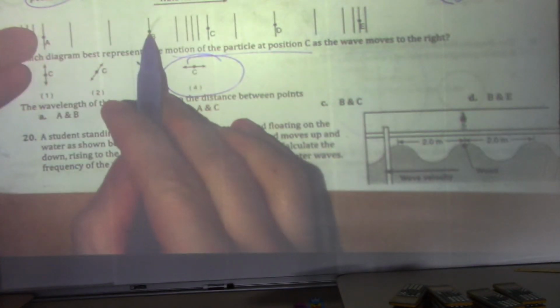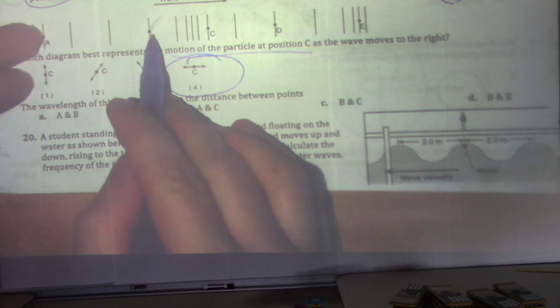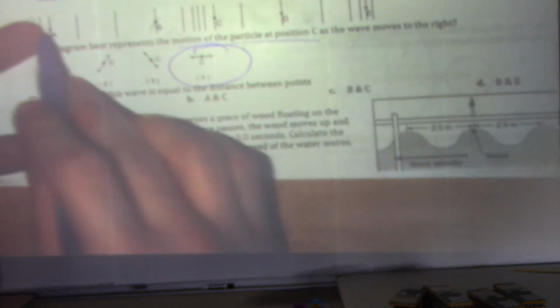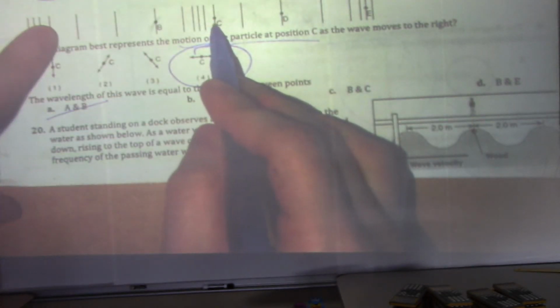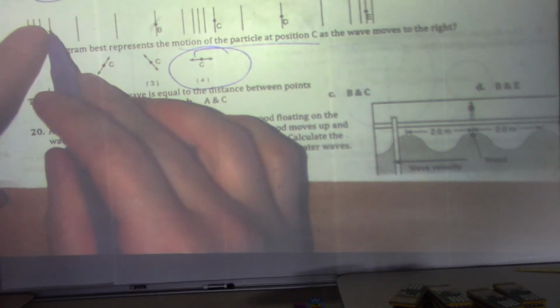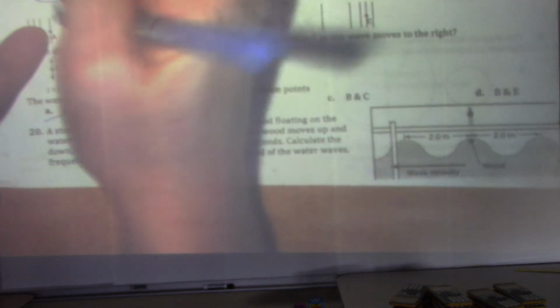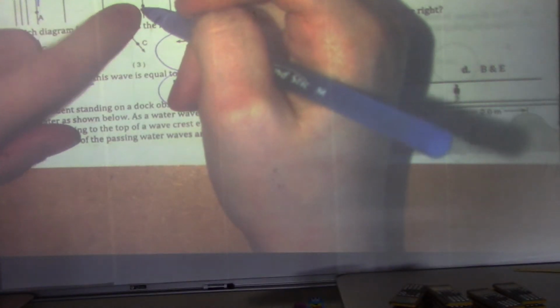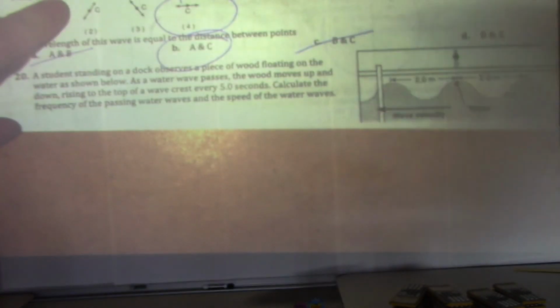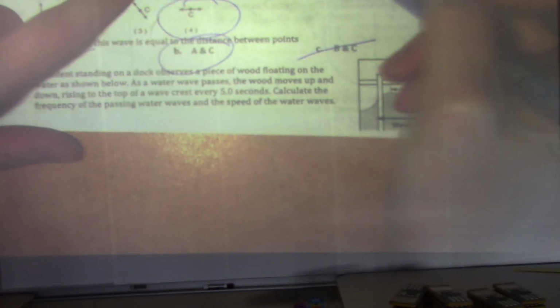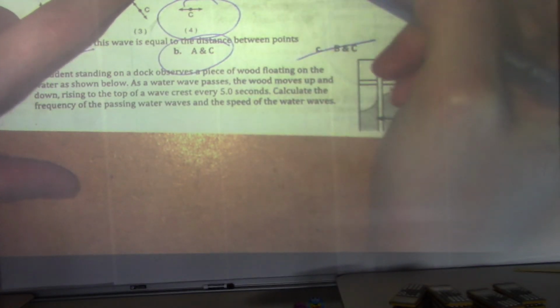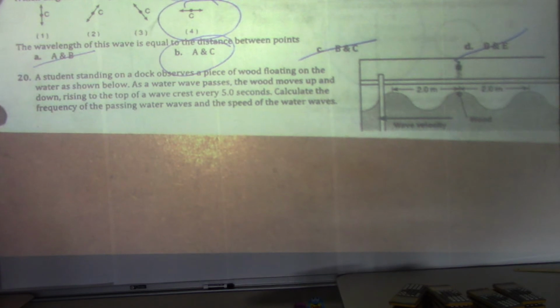So let's look, A to B. That would be going from one side of the compression to the middle of the rarefaction, so that doesn't make sense. A to C, that does make sense, because I'm going from the right side of a compression to the right side of a compression on the next wave. So that is correct. B to C, that's going from a rarefaction to the other side of a compression, that doesn't make sense. And B to E, that's going from the middle of a rarefaction to not the next compression but the one after that, so that doesn't make sense either.